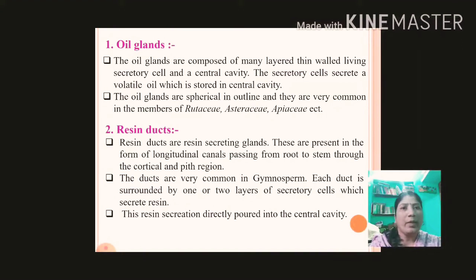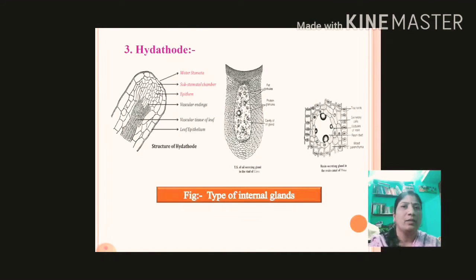The ducts are very common in gymnosperms, which are non-flowering plants. Each duct is surrounded by one or two layers of secretory cells, which secrete resins. The resin secretion is poured directly into the central cavity.